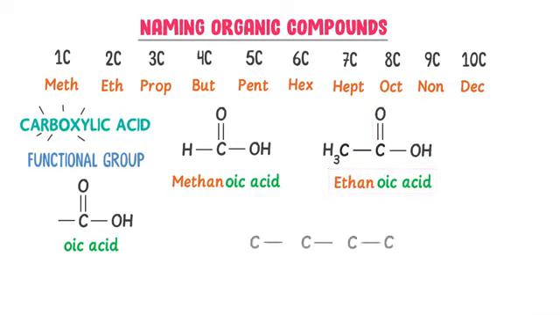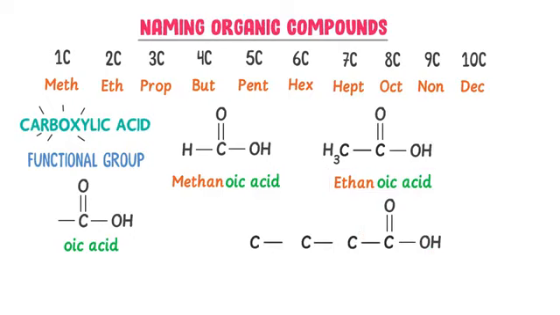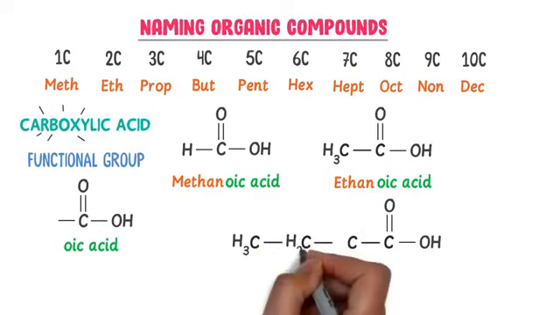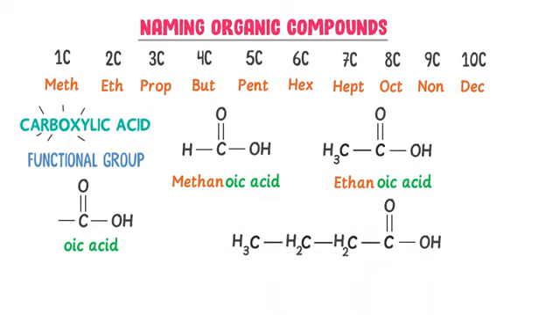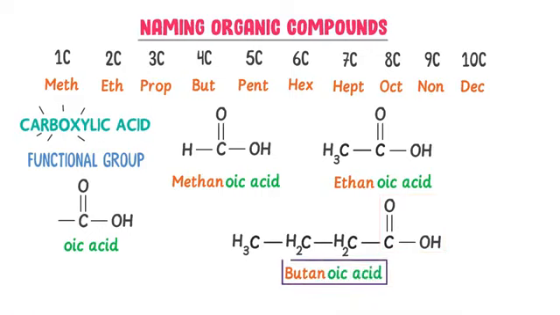Thirdly, consider 4 carbon atoms and the functional group of carboxylic acid bonded to it. I complete the valency of carbon atoms: H3, H2 and H2. There are 4 carbon atoms, so I write butane. Also there is the C double bond O, OH functional group. I write "oic acid". So I get butanoic acid. Thus, in this way, we can easily name carboxylic acids.